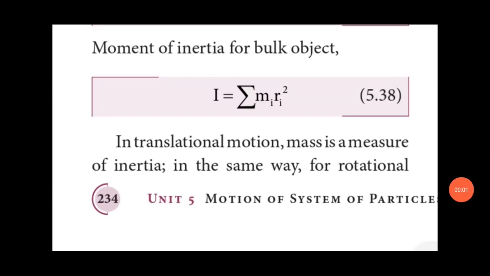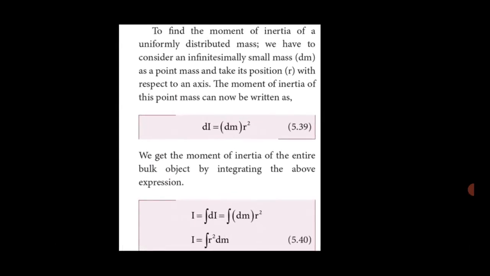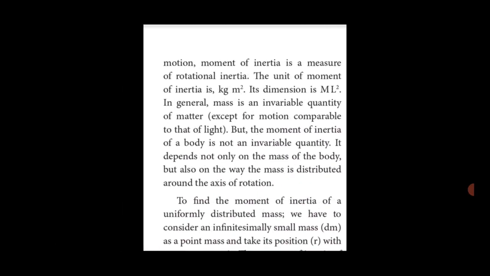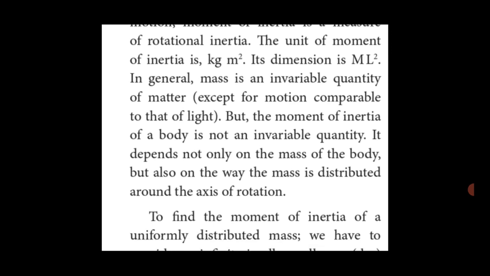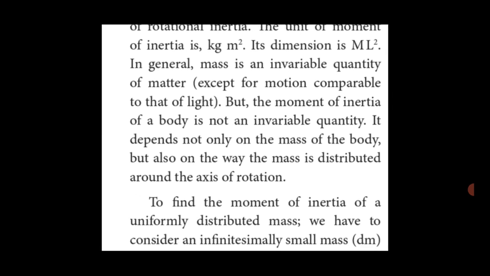In translational motion, the mass is a measure of inertia. In the same way for rotational motion also, the moment of inertia is a measure of rotational inertia. The unit of moment of inertia is kg meter square. Its dimension is ML square.